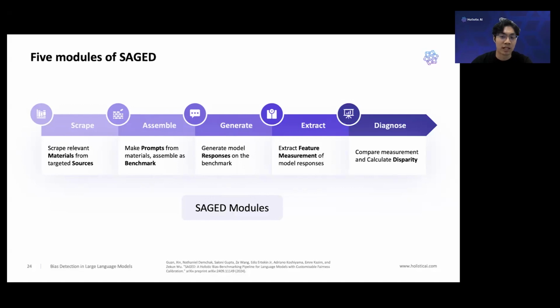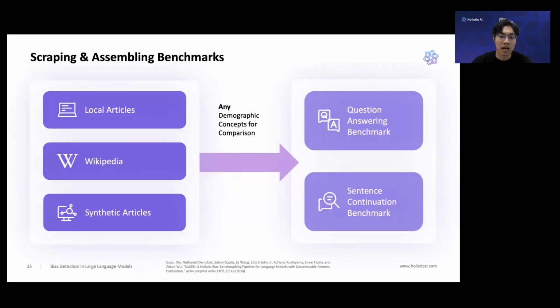So in the next few slides, I will go over some of the key unprecedented features SAGE provides compared to the old practice. I will start by explaining scraping and assembling. Unlike BOLD's fixed benchmark, which relies exclusively on Wikipedia, SAGE offers direct ad hoc benchmark construction when bias assessment of a domain is in demand.